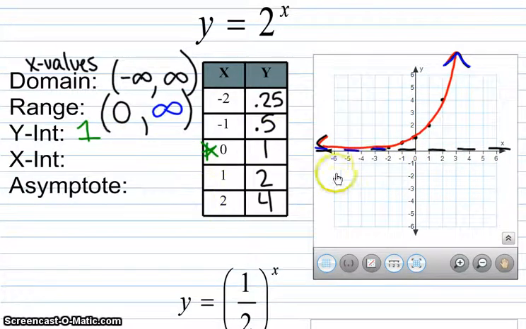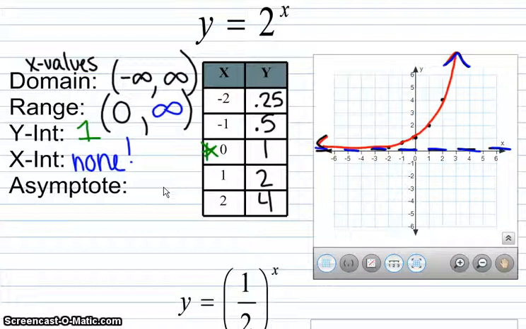X-intercept. If you're looking here, there is our x-axis. We're looking for where it crosses there. And as we're looking, it doesn't cross it. So there is no x-intercept here. Sometimes that happens. That's okay.